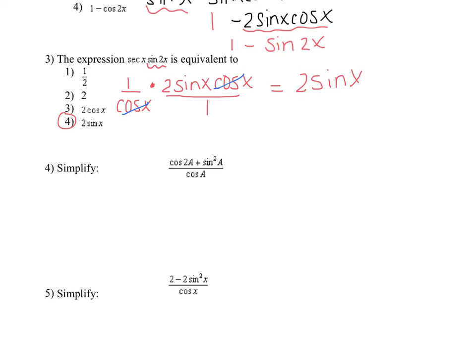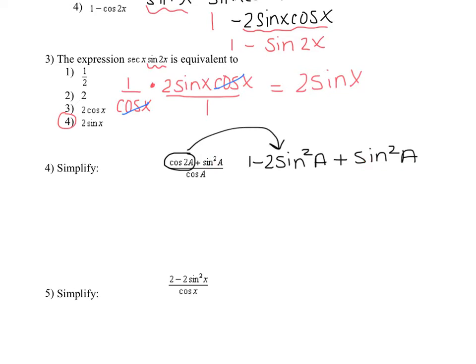Okay, example 4. I see a double angle formula right here for cos 2a, so that means you're going to need to go ahead and look at your double angle formulas for cos 2a, and there's a sine squared here. So you might want to find the one that has sine squared in it already, and that one is 1 minus 2 sine squared a. So I basically replaced this with this. And what do I need to add to it now? I need to add to it sine squared a. So all I'm doing is taking this piece and writing it over here.